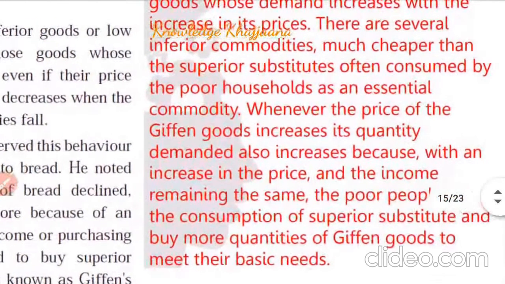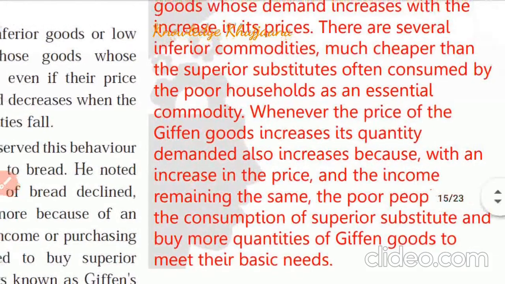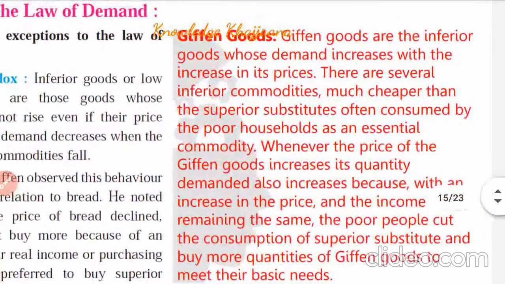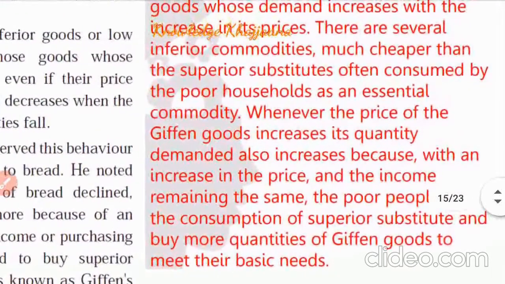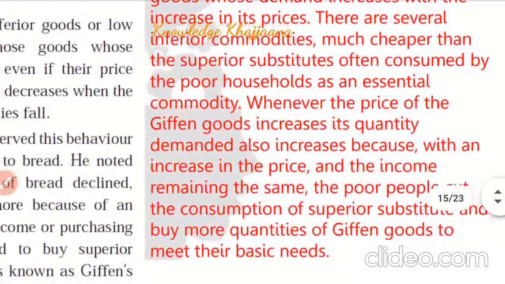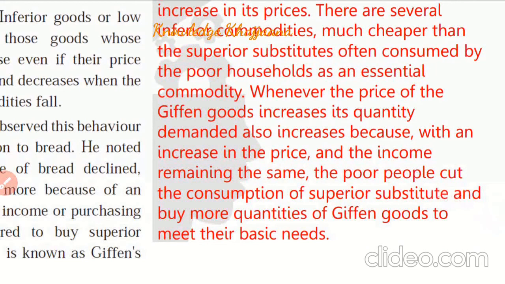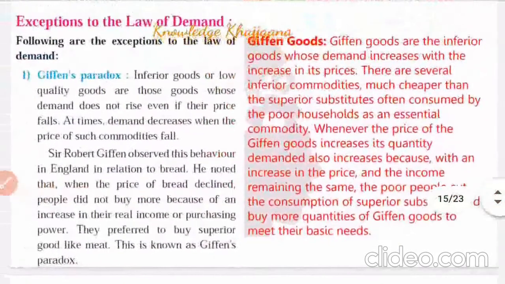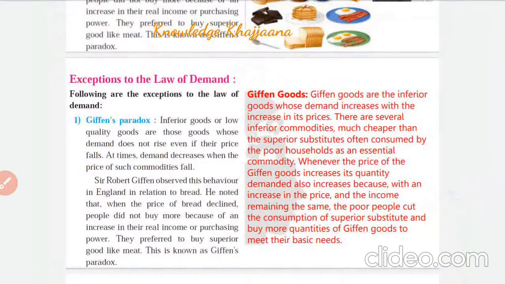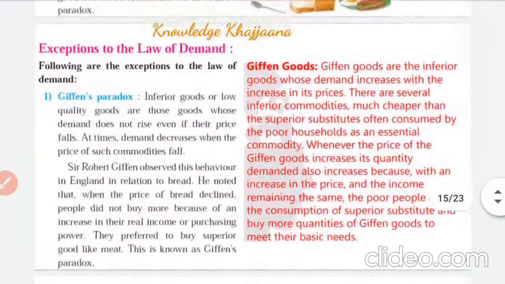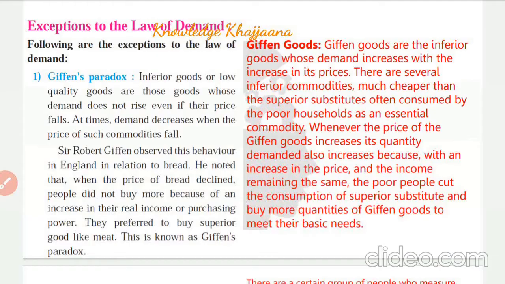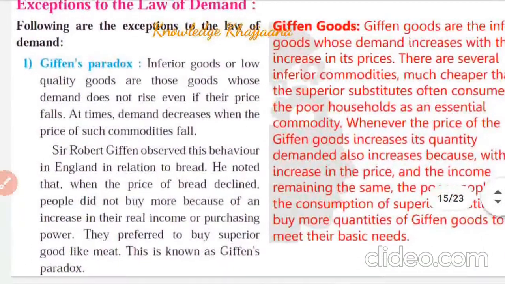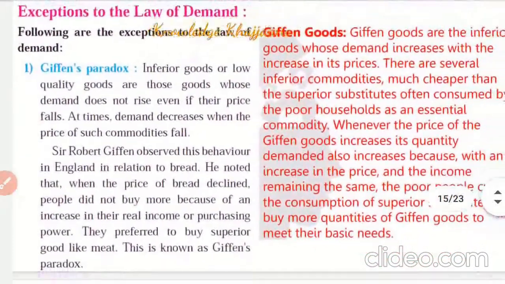See, with the example of bajra, bajra is eaten by poor people as a food staple. If the price of the bajra increases, what do they think? They think that their income is remaining the same. So with the fear of increase in the price, they purchase more bajra. So they violate the law of demand. That's why these goods are called Giffen goods, and this concept is called Giffen's paradox, because this paradox was introduced by Sir Robert Giffen.